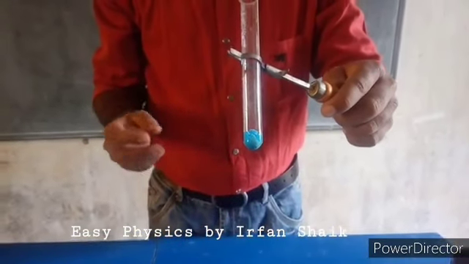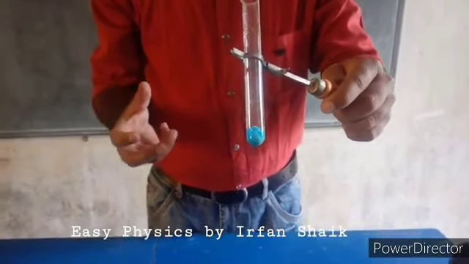That means this copper sulfate having water molecules, after heating, the water will evaporate. Then the color of the copper sulfate changes to white. After heating that, if we add a few drops of water, the white colored copper sulfate again regains its original color, that is blue color.